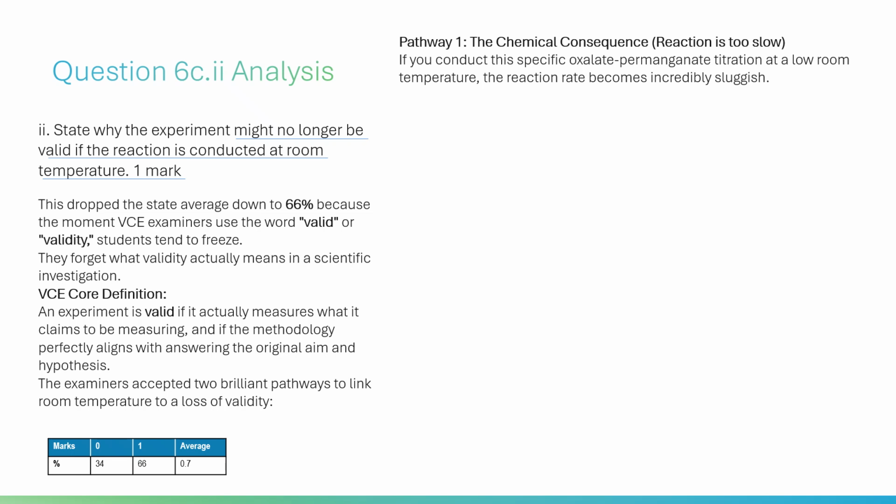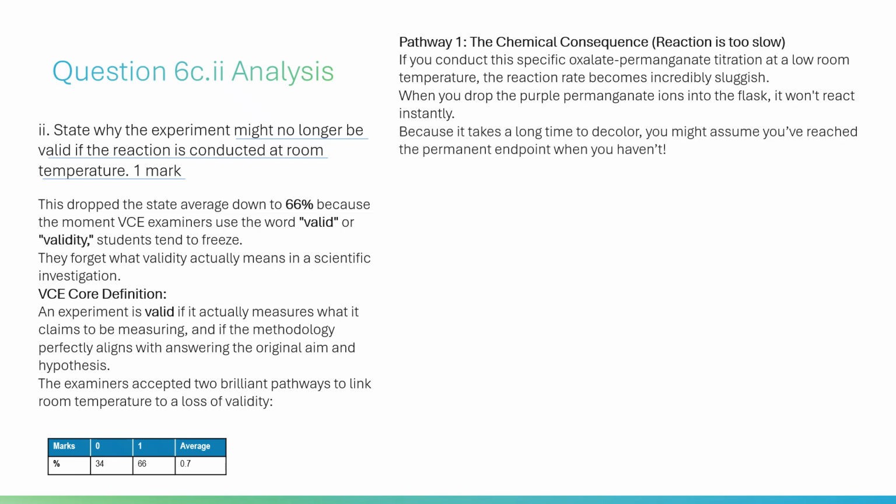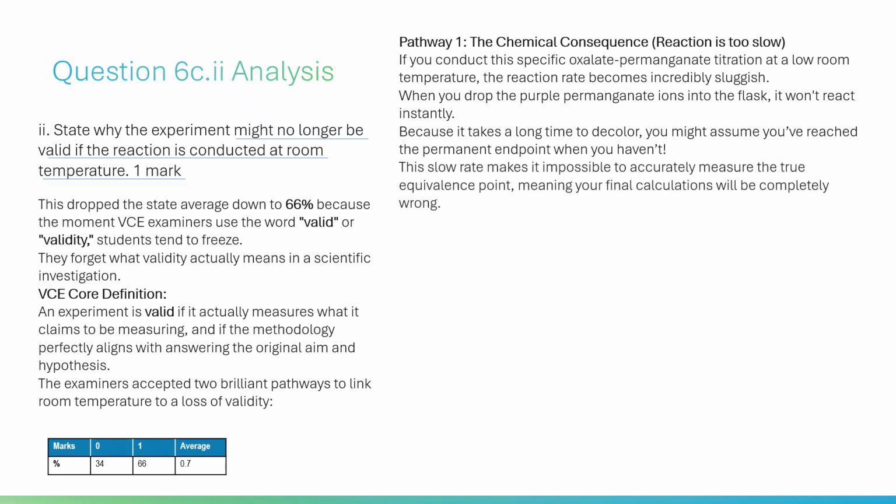If you conduct this specific oxalate permanganate titration at a low room temperature, the reaction rate becomes incredibly sluggish. When you drop the purple permanganate ions into the flask, it won't react instantly. Because it takes a long time to decolor, you might assume you've reached the permanent endpoint when you haven't. This slow rate makes it impossible to accurately measure the true equivalence point, meaning your final calculations will be completely wrong. You are no longer measuring the true concentration of oxalate.